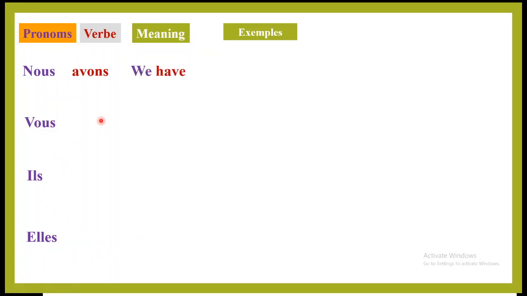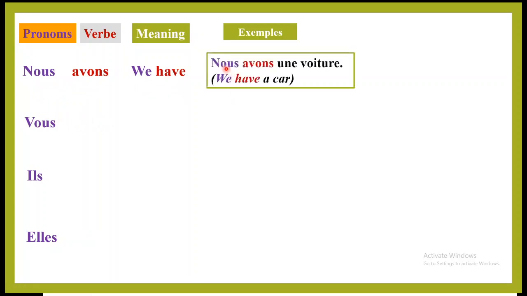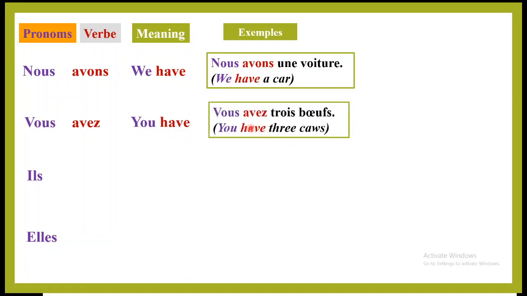We have. Nous avons. Exemple. Nous avons une voiture. We have a car. Vous avez. You have. Vous avez 3 bœufs. You have 3 cows.